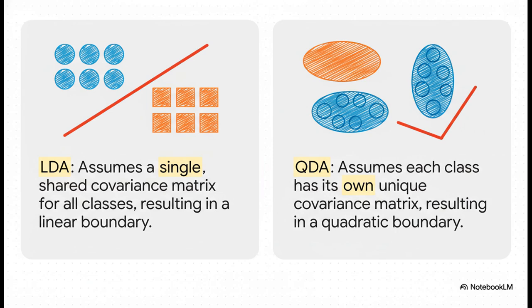Remember how LDA assumed all the data clusters have the exact same shape and spread? Well, QDA just throws that assumption right out the window. It lets each class have its own unique shape, its own orientation, its own covariance matrix. And the result? LDA is stuck drawing a straight line, but QDA gets to be more flexible and can draw a curved or quadratic boundary.